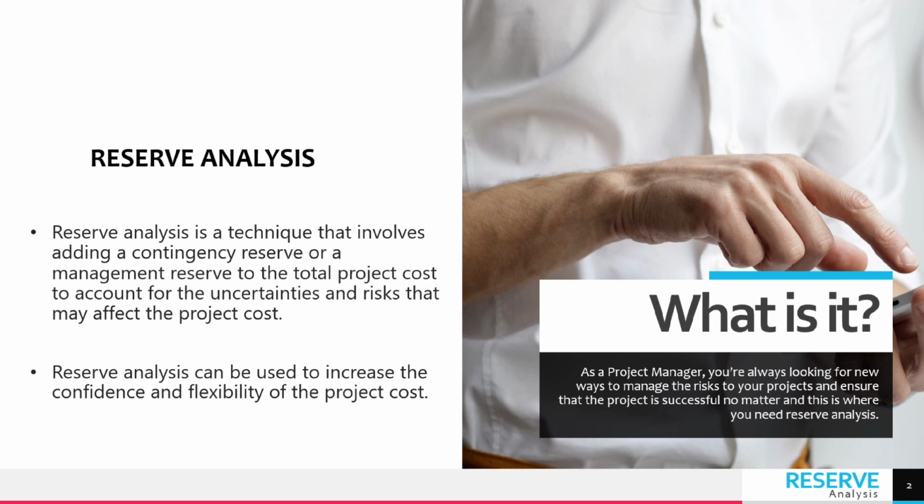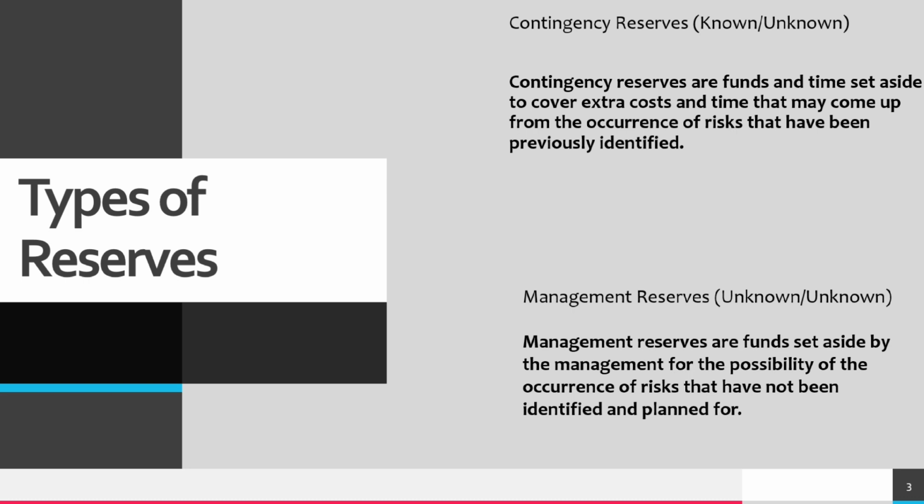You may reduce project risks and make sure that your projects are finished on time and under budget by using reserve analysis. In reserve analysis, project managers use two types of reserves. These are contingency reserves and management reserves. Both of them are necessary to guarantee that the project can manage unforeseen circumstances that can arise over its lifetime.